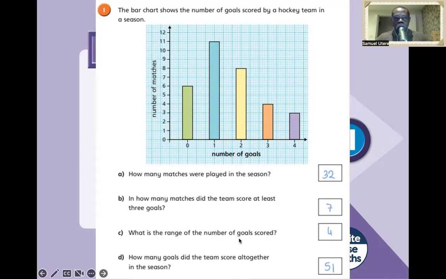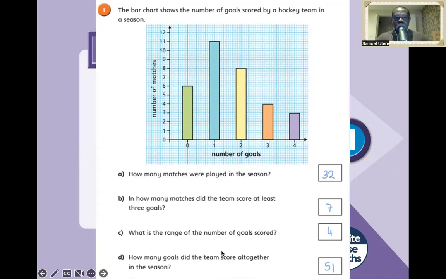What is the range of the number of goals scored? So you can see the number of goals. The highest is 4 and the lowest is 0. So we do 4 minus 0. Remember, range is the highest minus the lowest. The highest number minus the lowest.